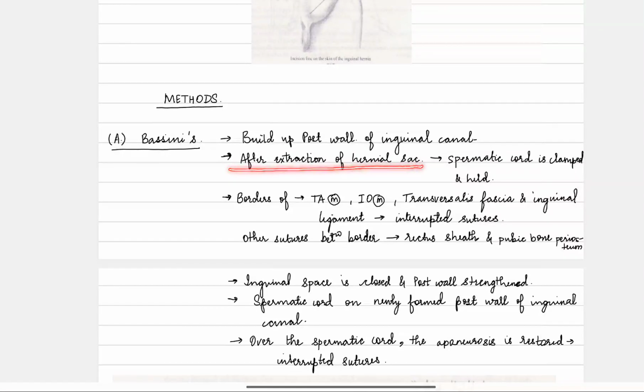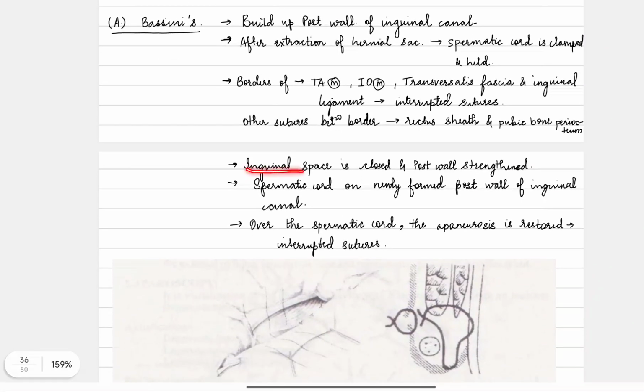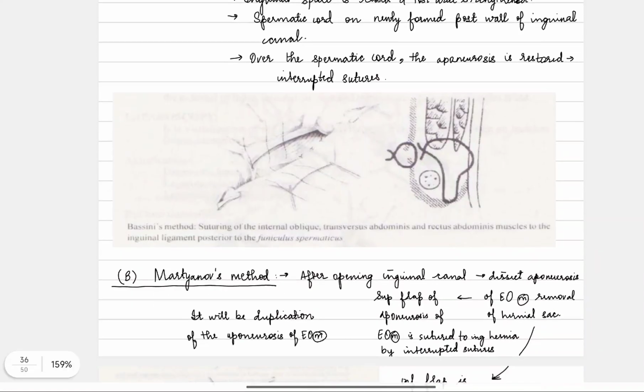After extraction of hernial sac, spermatic cord is clamped and held. Borders of transverse abdominis muscle, internal oblique muscle, transversalis fascia and inguinal ligament are joined with interrupted sutures. Other sutures are placed between the borders of rectus sheath and pubic bone periosteum. Inguinal space is closed and posterior wall is strengthened. Spermatic cord is placed on the newly formed posterior wall of the inguinal canal. Over the spermatic cord, the aponeurosis is restored and interrupted sutures are made.